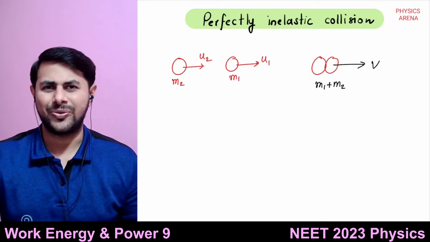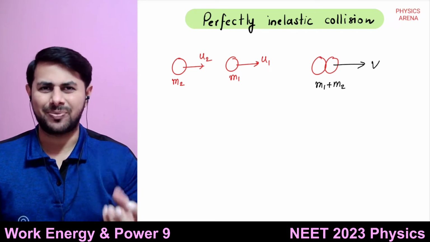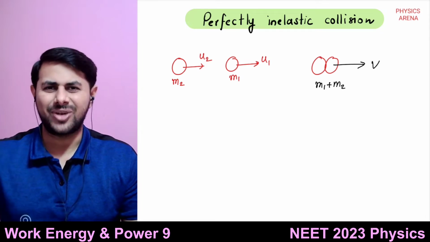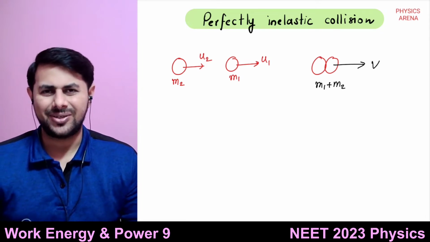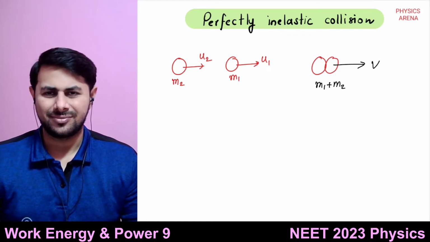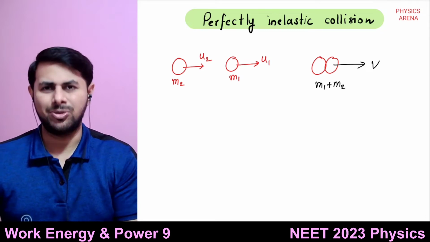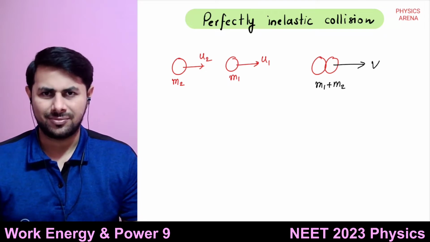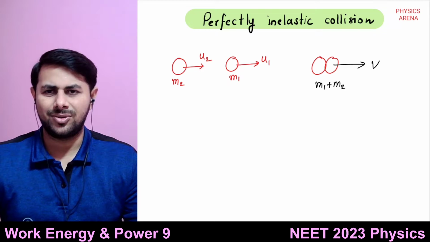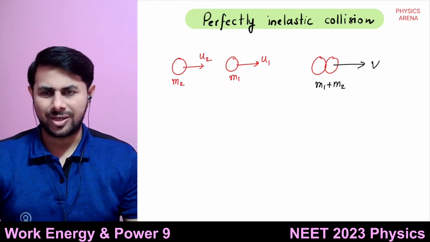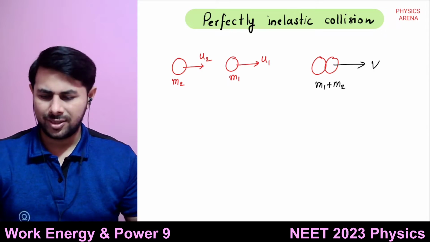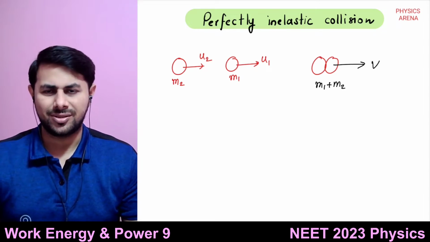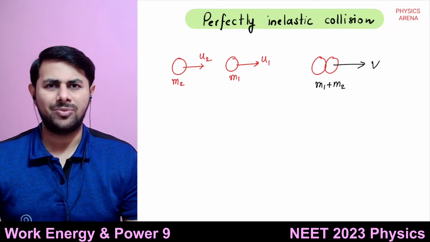Then suppose there is a car moving on the road, and you take a ball of clay and throw it on that car. That clay ball will move along with the car. This can be another example of a perfectly inelastic collision. Two bodies stick together and move together. Momentum is conserved, but there is a loss in kinetic energy. Where does that kinetic energy go? It gets converted to some other form of energy. When these two bodies collide, some heat is generated and some sound is produced.